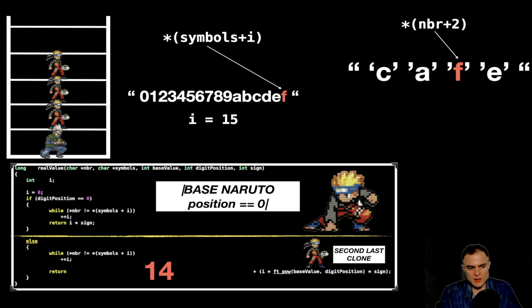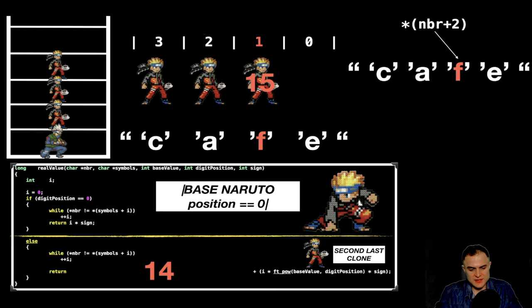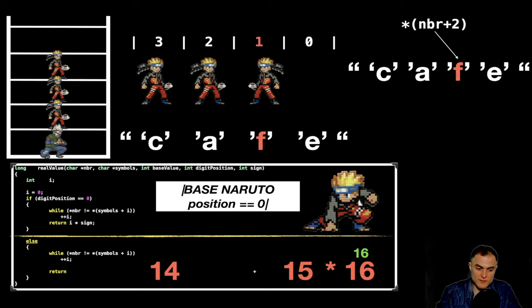Magnificent. But in this specific case, we are not in position zero. What does it mean? Well, we have to take into account the base value. As you can see, I have I times base value to the power of digit position. What is the base value? The base value is 16. The digit position is 1, right? This Naruto is in the first position. So it's going to return 15 times 16 elevated to 1, which is 16. So 15 times 16. Cool. So we have 14 plus 15 times 16. How much is that? It's 254.